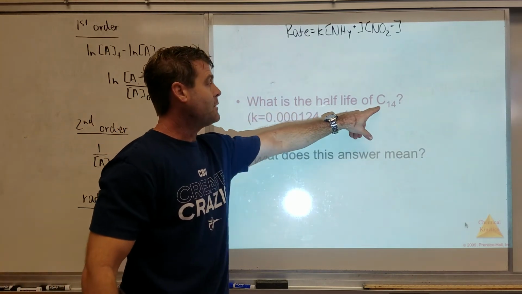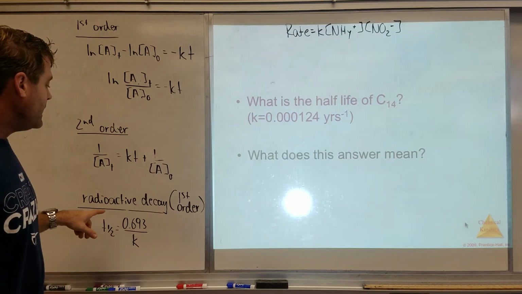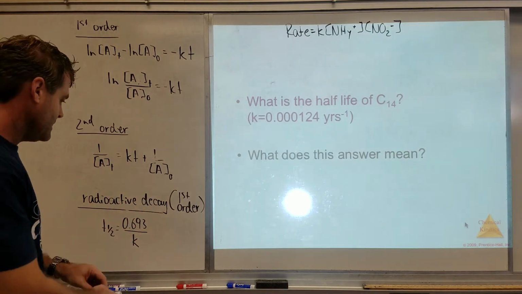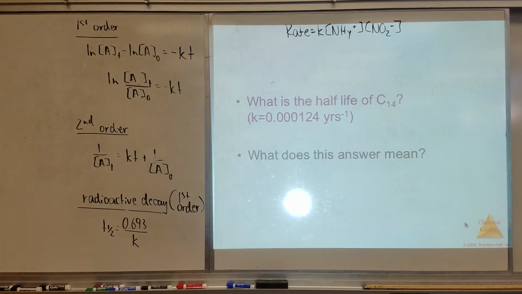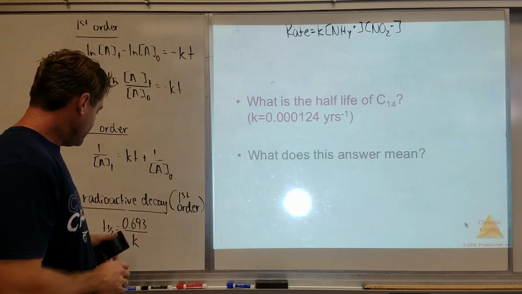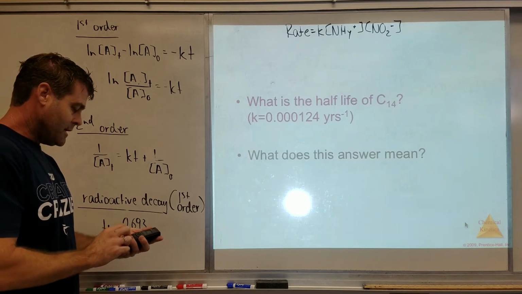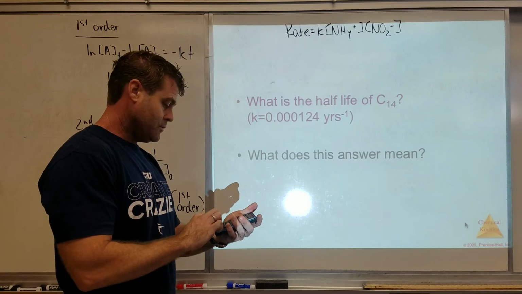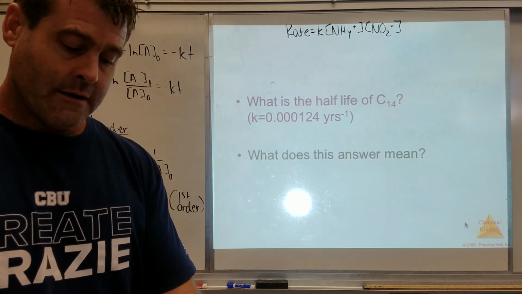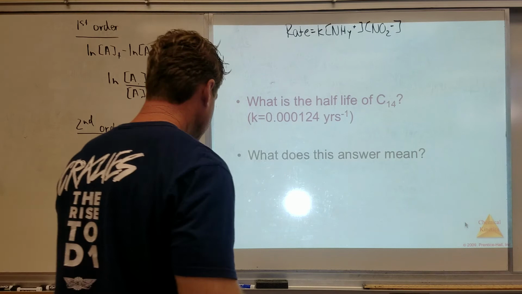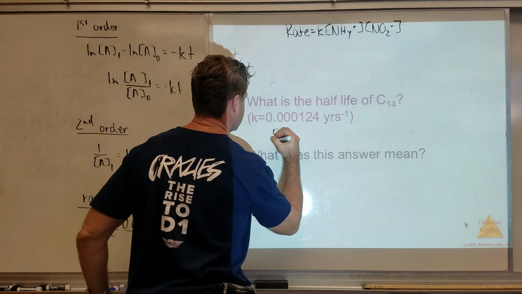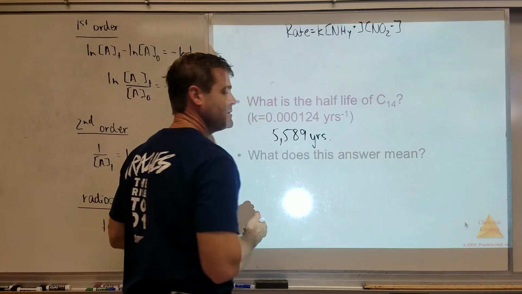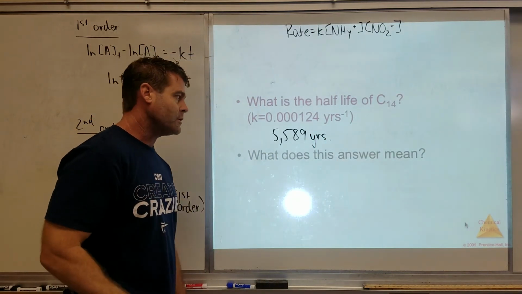I know I'm talking about a radioactive substance. I know I'm talking about a first order process. And if I'm looking for half-life, couldn't I just use this? So it's really simple, guys. I don't even think I have to show you on the overhead. To get the half-life, I just go 0.693 divided by the K value, 0.000124, and that is 5,589 years.